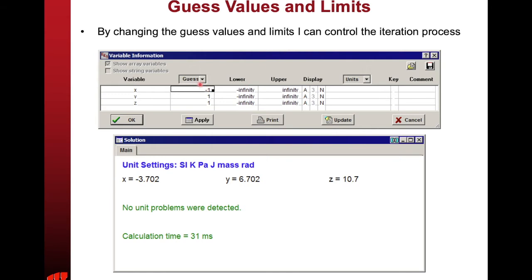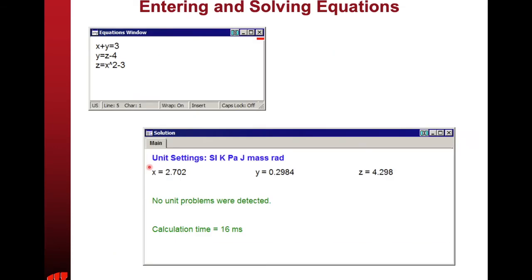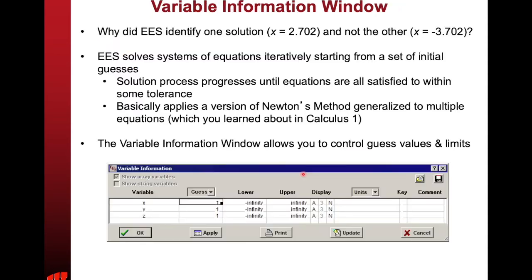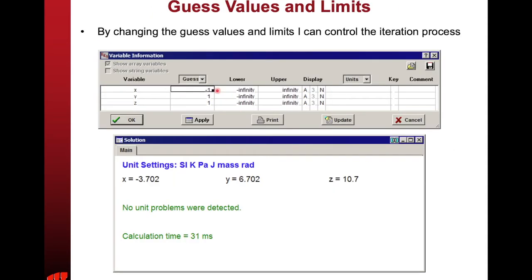Whereas if I pick -1, if I change my guess value to -1, it'll find this different one, right? But there's a big difference here. With this value of x, the values of y and z are totally different. If I pick -1 as my guess value, I get a different value of x, and then different values of y and z, right? EES doesn't know what you're looking for.